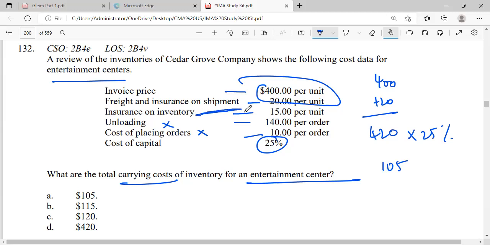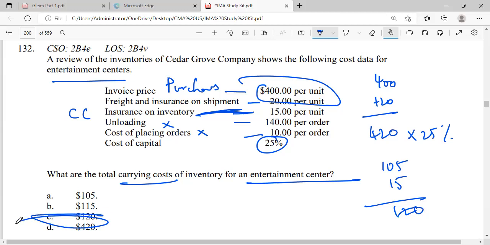Then we have insurance also on inventory. Insurance on inventory is directly carrying cost. Freight, insurance on shipment, these all will come under your purchase cost. Because the amount that is blocked, that is the cost of our inventory, cost of investing in here. So 420 into 25% plus the insurance on inventory, which is 15. So it will become 105 plus 15, 120. Is there an answer? Yes, it is. Everyone there with me?